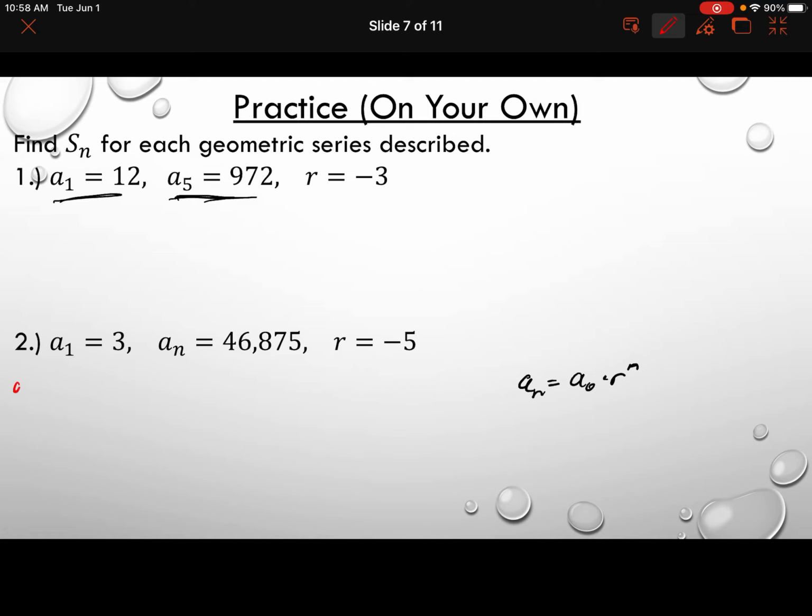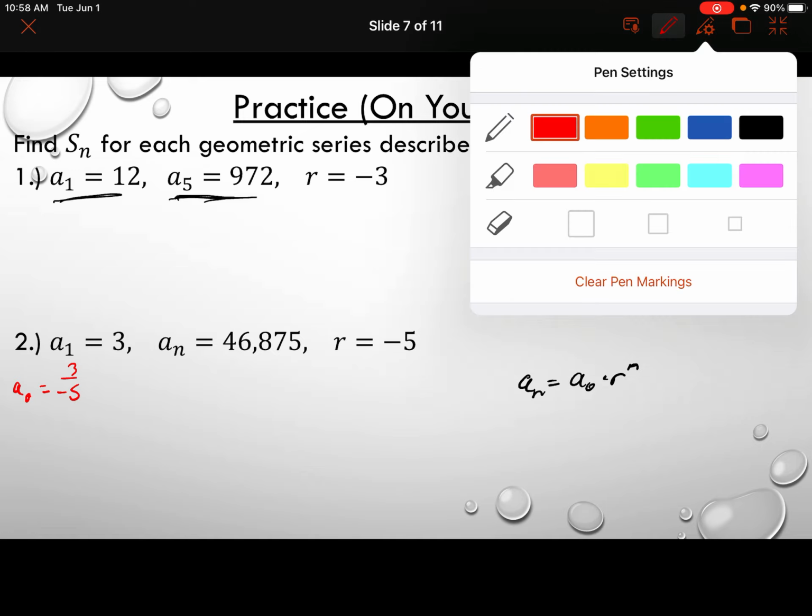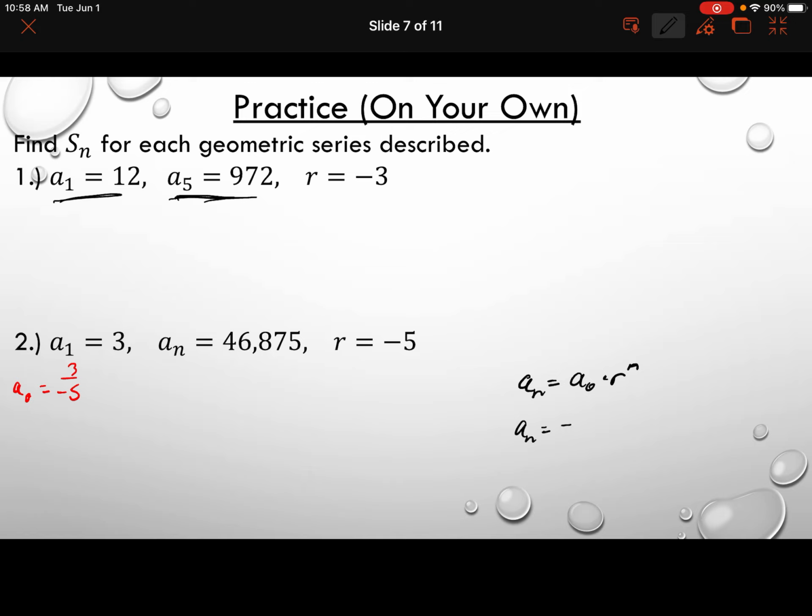So if we quickly do this off to the side, the 0 term would be 3 divided by -5, right? If you're going backwards, it would be 3 divided by -5. So that's our 0 term at least. We end up with a sub n is equal to -3/5 times r, which is -5, to the n power. We're going to use this to solve. So we have 46,875 is equal to -3/5 times -5 to the n. We're trying to figure out what n is, so we're going to divide both sides by -3/5.